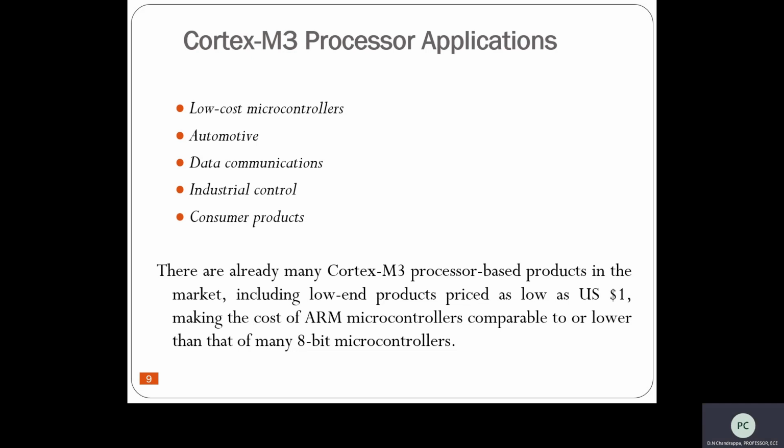The second one is automotive. The Cortex M3 processor is used in the automotive industry. This processor has very high performance efficiency and low interrupt latency. The latency is nothing but delay, so low interrupt delay, and it allows the processor to be used in real-time applications.